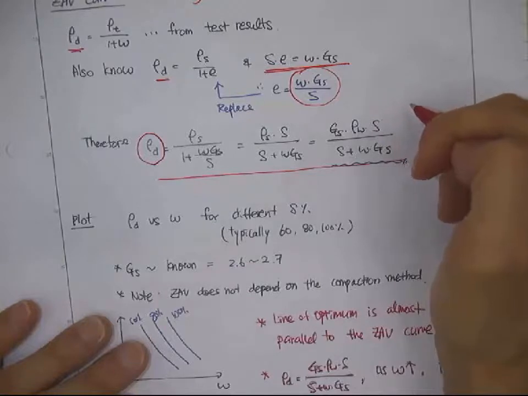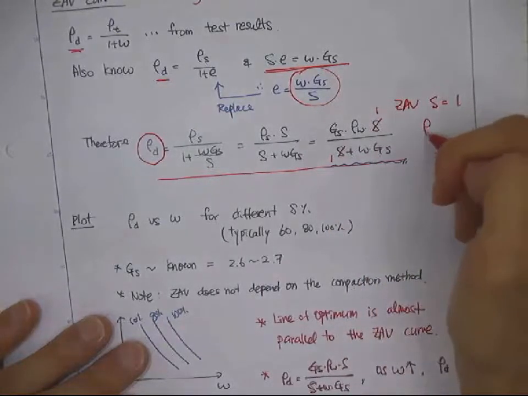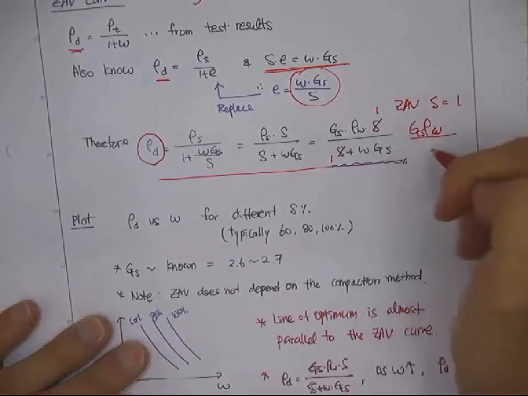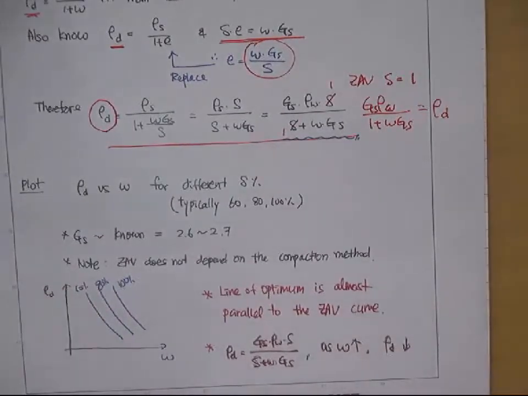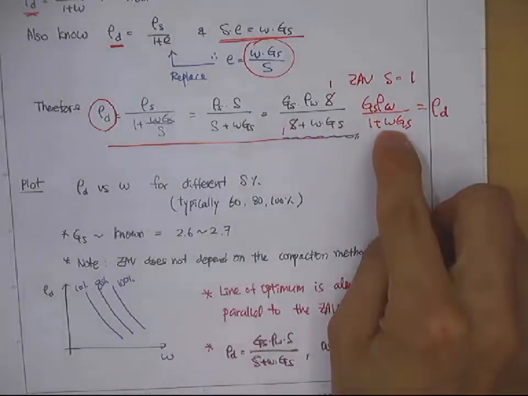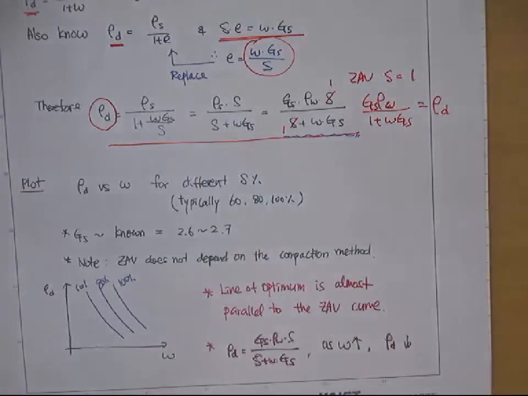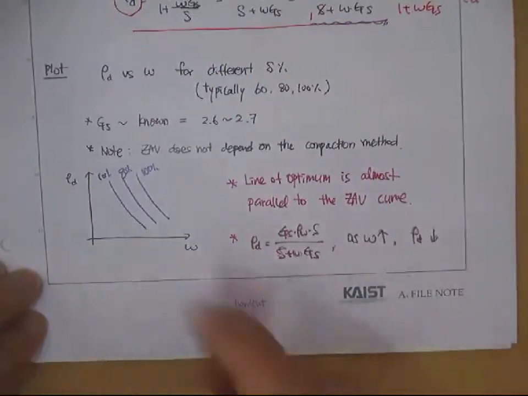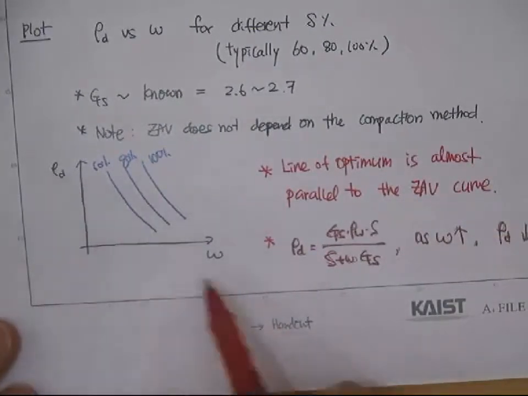Here if you calculate the ZAV, you can assume S is 1, right? So this will be 1 and this will be 1. So rho d equals rho W Gs over 1 plus W Gs. We know the water density is 1 gram per cubic centimeter, and Gs will be given, maybe like 2.7 or 2.65. Then you can plug in the water content from like 10 to 20%, and you get the dry density. From that result, you can plot it in the rho d versus W graph.